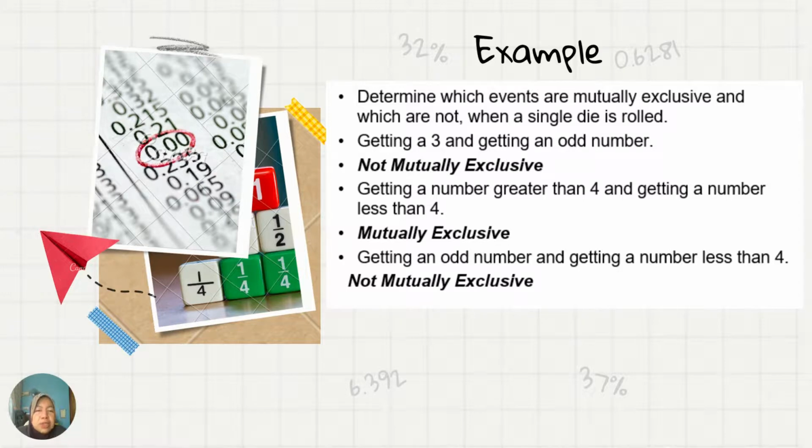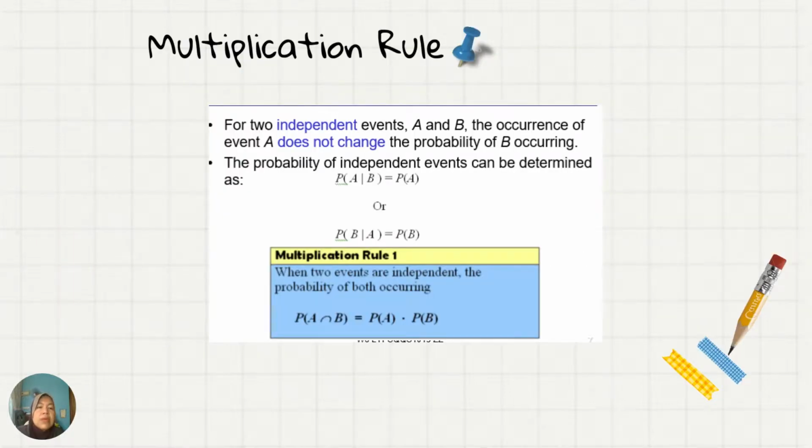The third one, odd number and less than 4, is also not mutually exclusive. But for the dice, getting a number greater than 4, which is 5 or 6, and getting a number less than 4, which is 1, 2, 3, there is no overlap, so they are mutually exclusive. Like the odd numbers 1, 3, 5 and the even numbers 2, 4, 6, they are mutually exclusive.